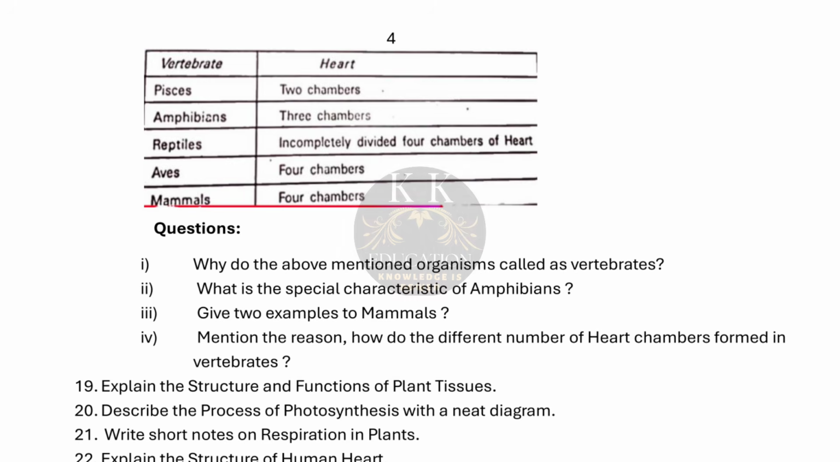Question 1 is C. Why are the above mentioned organisms called vertebrates? And second one, what is the special characteristic of amphibians? Third one, give 2 examples of mammals. Fourth one, mention the reason how the different number of heart chambers are formed in vertebrates.